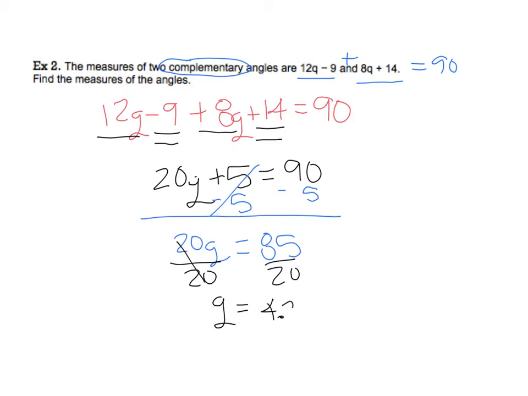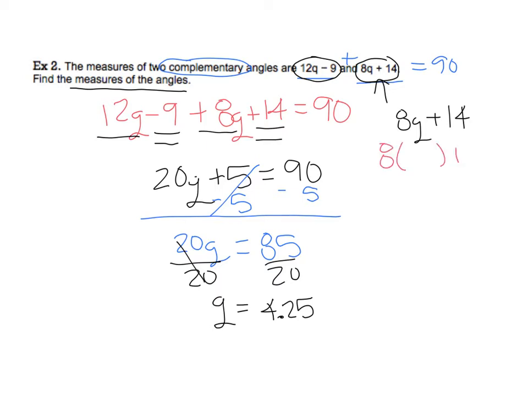as a decimal is 4.25, and it's okay if I leave it in this form because they're not asking me for the measurement of q, they're asking for the measures of the angles. So I'm going to take whichever one I want, either the 12q minus 9 or the 8q plus 14, and I'm going to substitute in the value of q. Now I'm going to pick this one here because it doesn't have any negative numbers or minus signs in it, so it looks like less of a chance of me making a mistake.